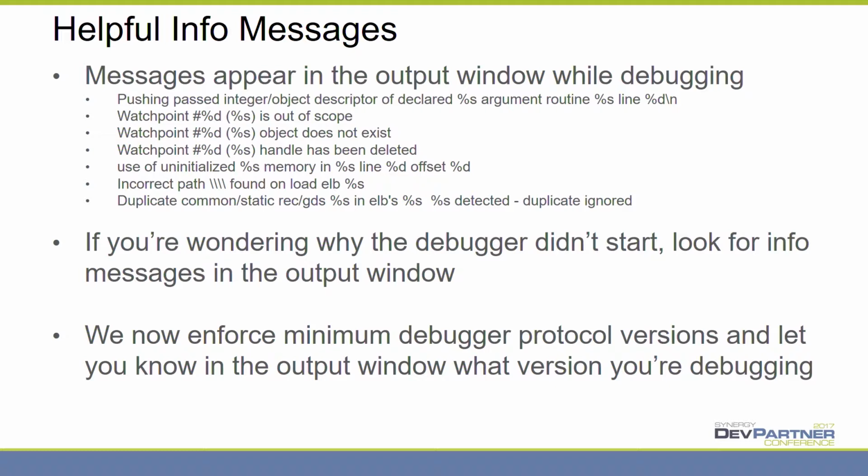Also, we are now enforcing a minimum debugger protocol version, and we let you know in the output window what you're actually debugging. So if you want to use the fancy new features of the Visual Debugger in Visual Studio, make sure that you are on the latest runtime. And if you're not on the latest runtime for your developer environment, it will tell you in the output window what it thinks you're currently running. And if that version is too low, it will tell you, please upgrade.